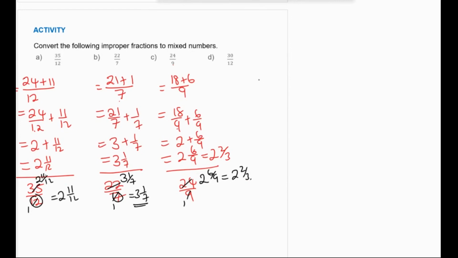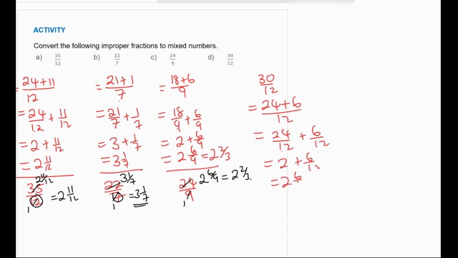Right, and then let's do D. We break 30 into a multiple of 12 and another number. The highest multiple of 12 before 30 is 24. Then you can break 30 into 24 and 6. So 24 plus 6, which is divided by 12, which is 24 over 12 plus 6 over 12. Then 24 divided by 12, that's 2. And then plus 6 over 12. Then we get 2 and 6/12.